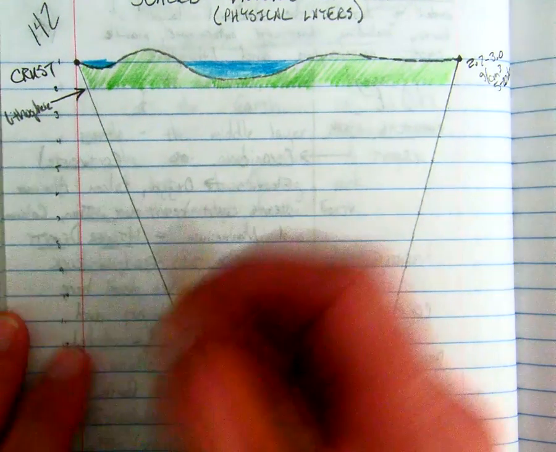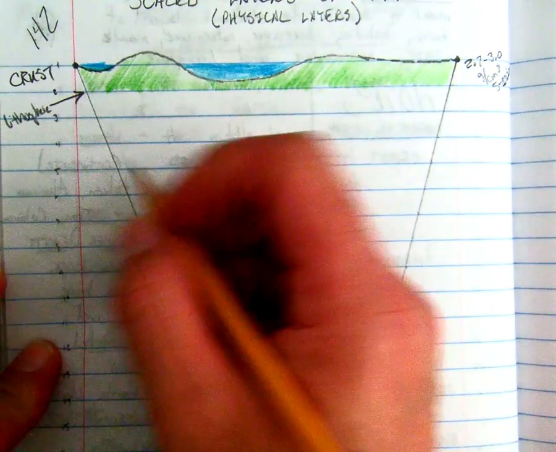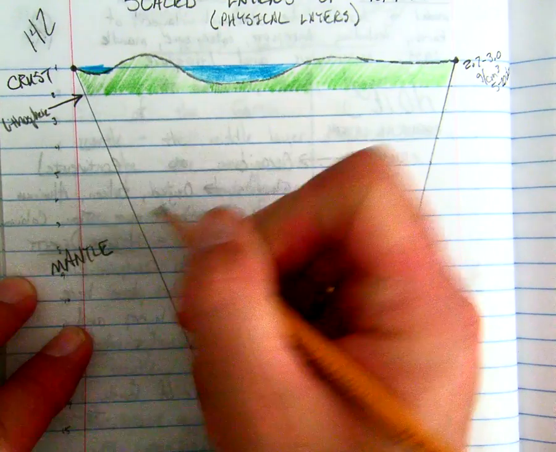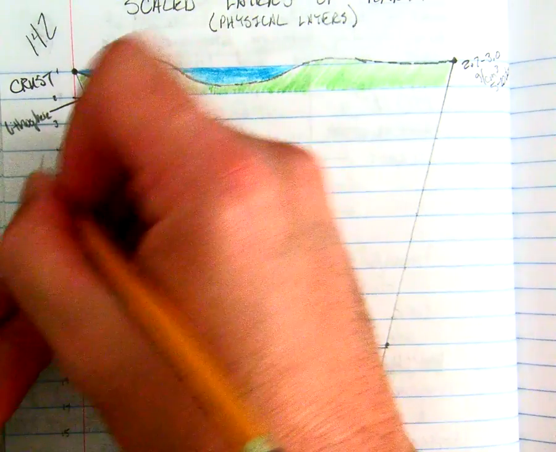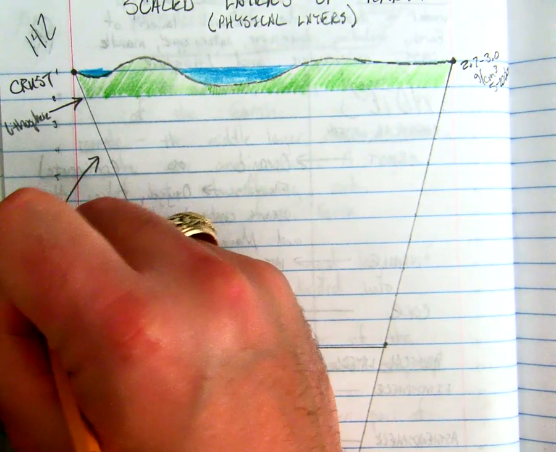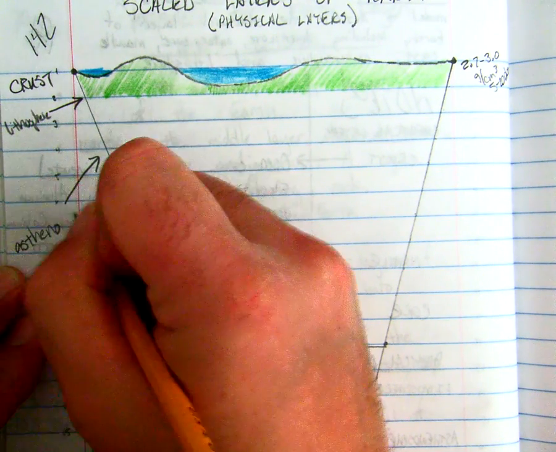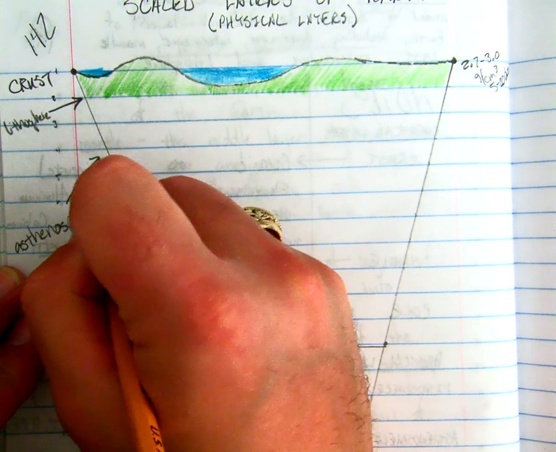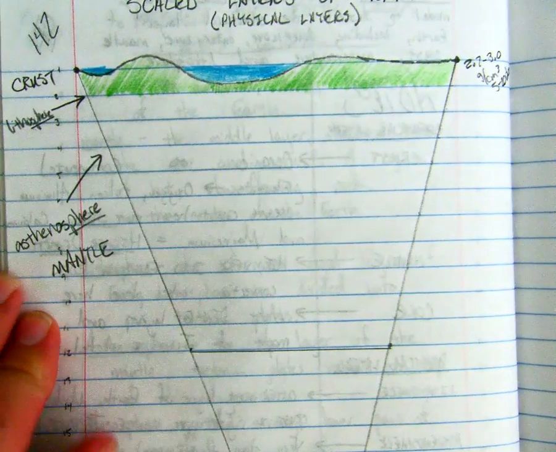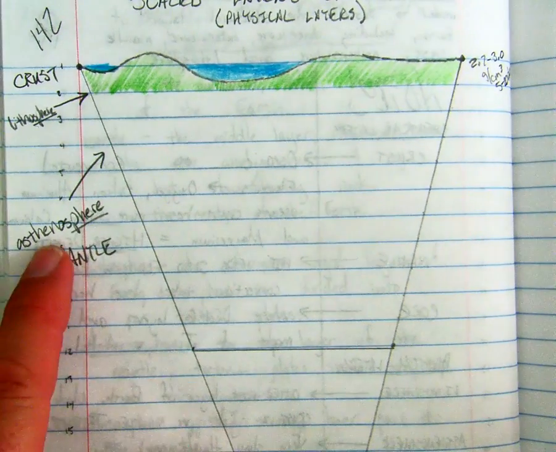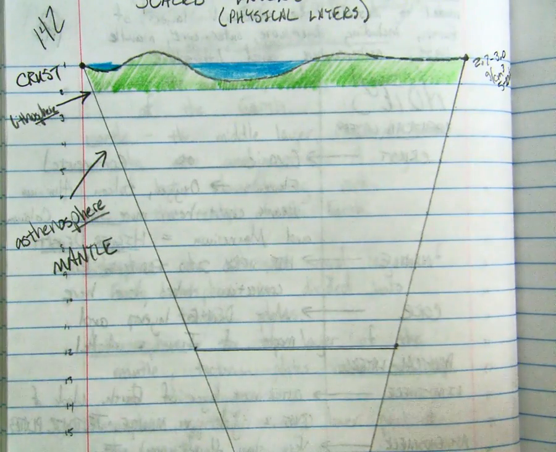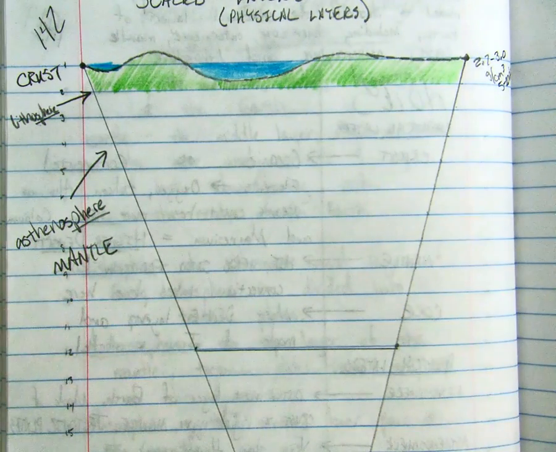Alright, so what we want to do is label that. And we will put mantle right here. And the upper part of the mantle is called the asthenosphere. So we want to label that out. ASTHENOSPHERE. Don't forget, sphere stands for like a circle, like a round ball. So asthenosphere, mesosphere, lithosphere, of course, round ball like a sphere.